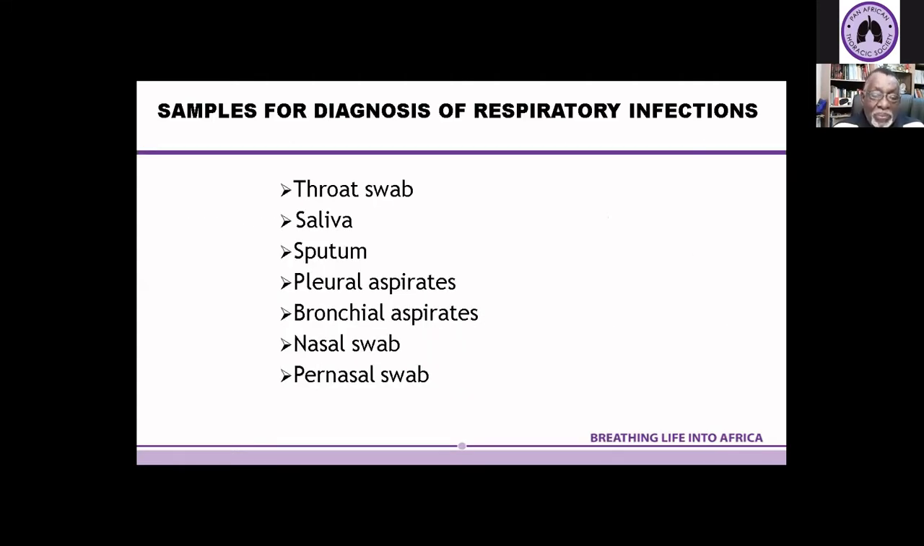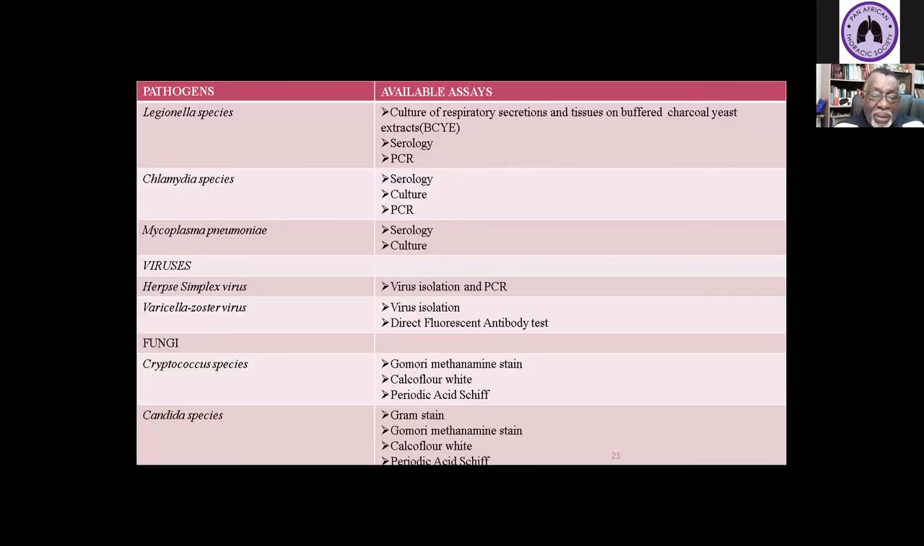But we know that it's easy to get a lot of samples for RTI, either from throat swab or saliva or sputum, for example, for TB, pleural aspirate, bronchial aspirate, nasal swab, or paranasal swab, as we are now using, particularly in COVID pneumonia. And there are several available assays which can be used to identify this. Some of these, I'm sure the speakers will tell us in more detail.